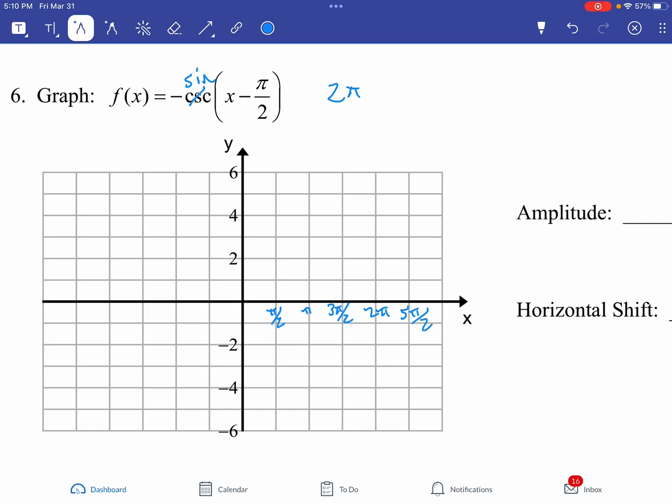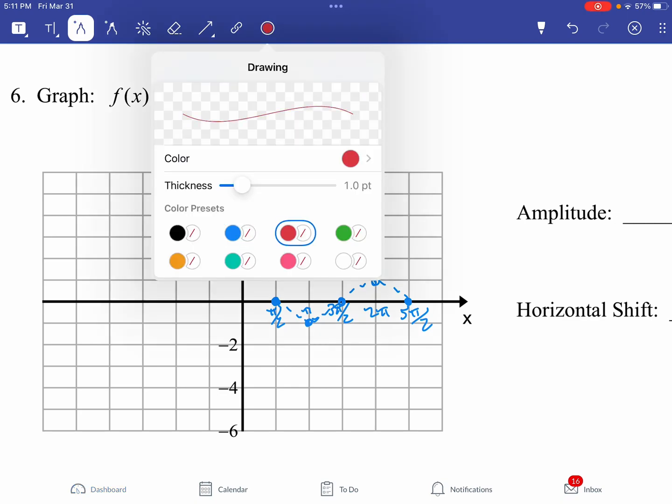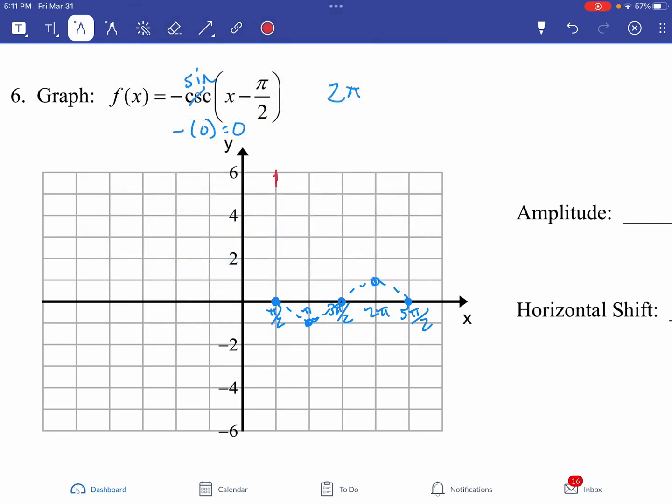All right. Next, my first point, I have negative times sine starts at 0, which is 0. So I'm going to start right there. Now I'm going to use the amplitude to go, this time because the graph is negative, I'm going to go down, up, and down. And my graph's going to be a dashed line because I'm graphing cosecant and not really sine. Change my color for the asymptotes, which are going to be at the first point, the third point, and the fifth point.